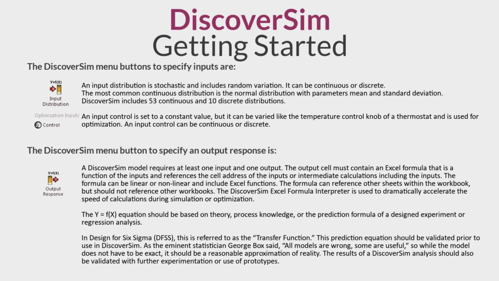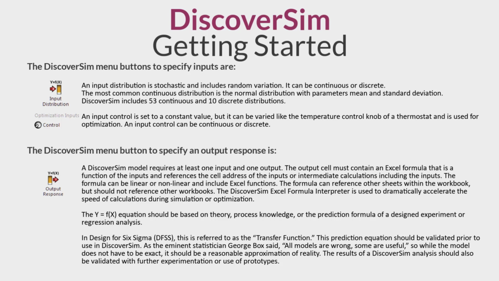An input control can be continuous or discrete. Every DiscoverSim model requires at least one input and one output. The output cell must contain an Excel formula that is a function of the inputs and references the cell address of the inputs or intermediate calculations including the inputs. The formula can be linear or nonlinear and include Excel functions. The formula can reference other sheets within the workbook but should not reference other workbooks. The DiscoverSim Excel formula interpreter is used to dramatically accelerate the speed of calculations during simulation or optimization.